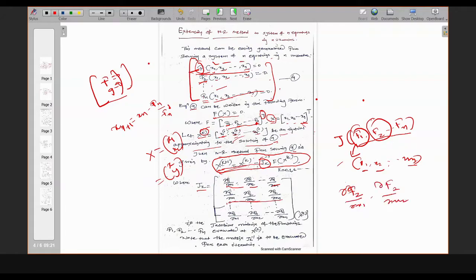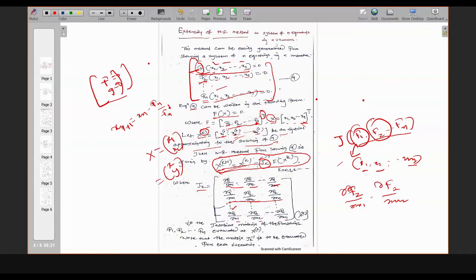Then if you go to the nth row of this matrix, you will have to partially differentiate your nth function with respect to x1, x2, and xn. Okay, this is the Jacobian of the functions f1, f2, and fn. So you had n functions. That's why this matrix has the size n cross n.